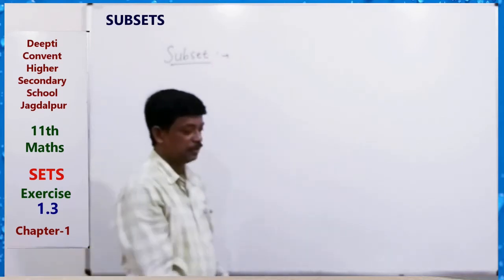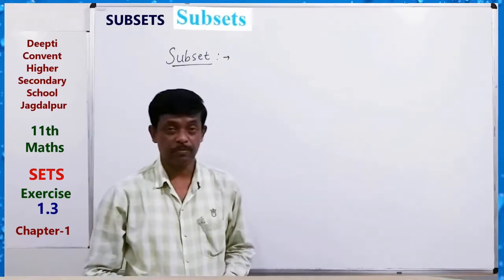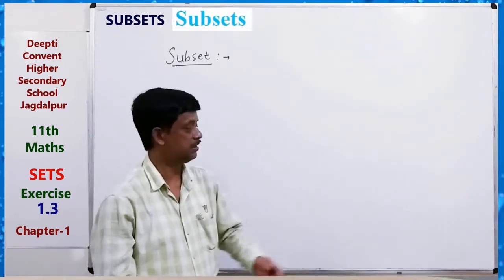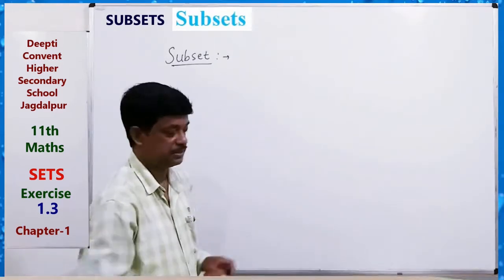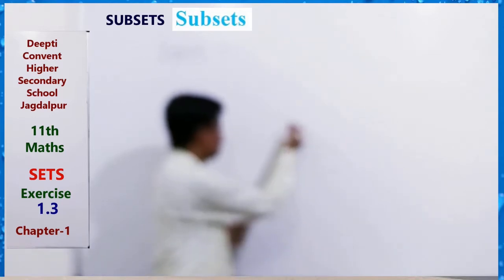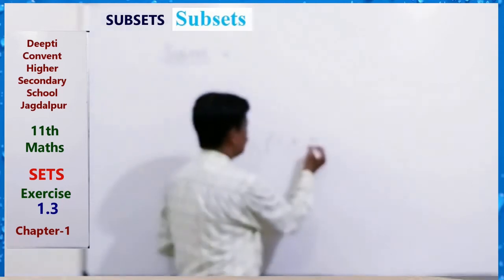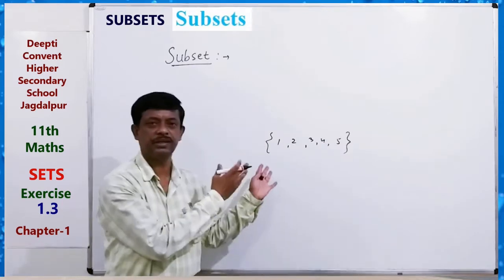Subset. We have already studied about sets, finite sets, infinite sets, equality of two sets, when two sets are said to be equal: exactly the same elements are there. Okay, and now subsets. We know a set means what? Collection of objects. Suppose we are having a set 1, 2, 3, 4, 5.